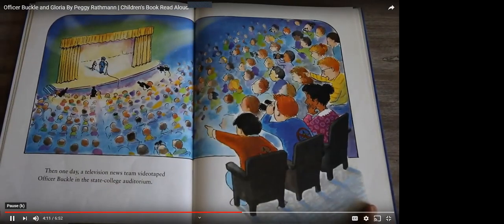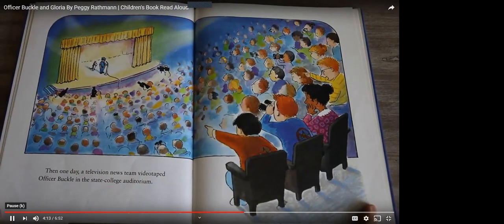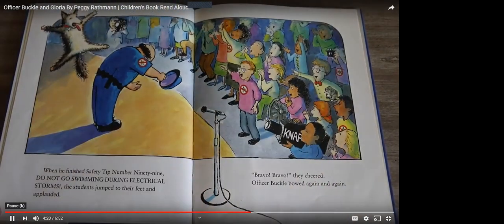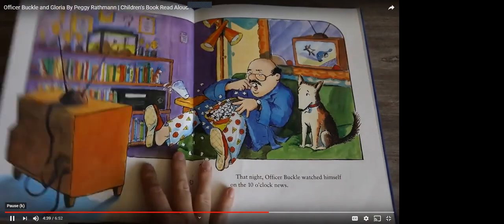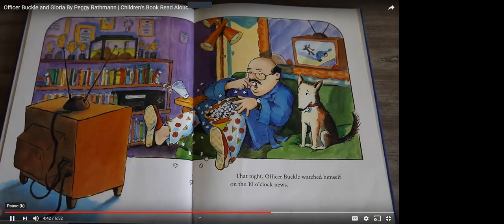Then one day, a television news team videotaped Officer Buckle in the State College auditorium. When he finished safety tip number 99, do not go swimming during electrical storms, the students jumped to their feet and applauded. Bravo! Bravo! They cheered. Officer Buckle bowed again and again. That night, Officer Buckle watched himself on the 10 o'clock news.